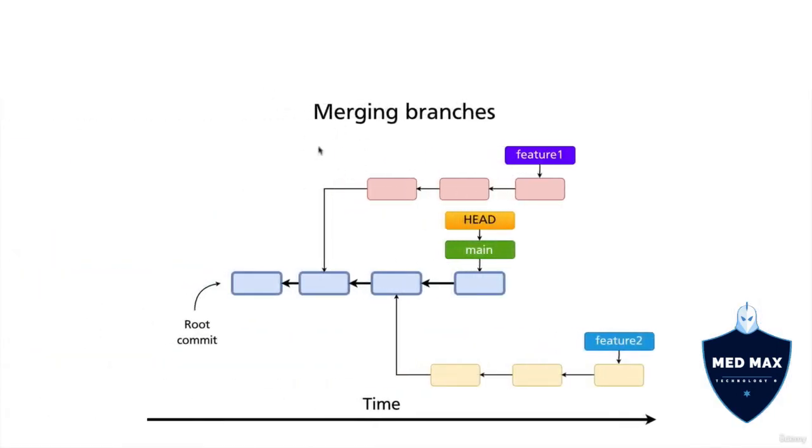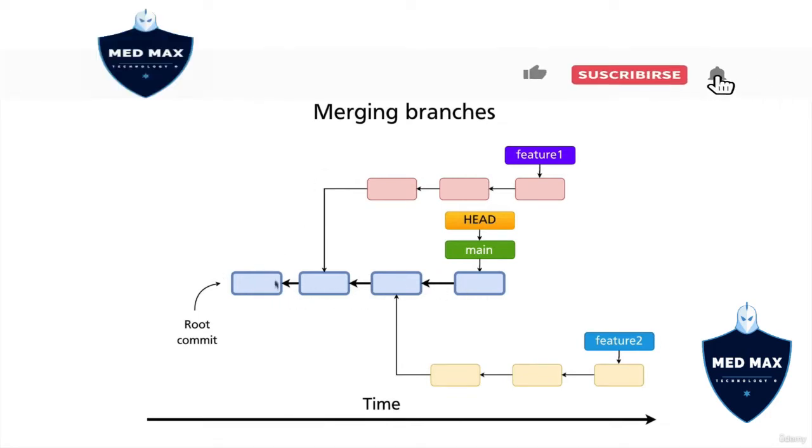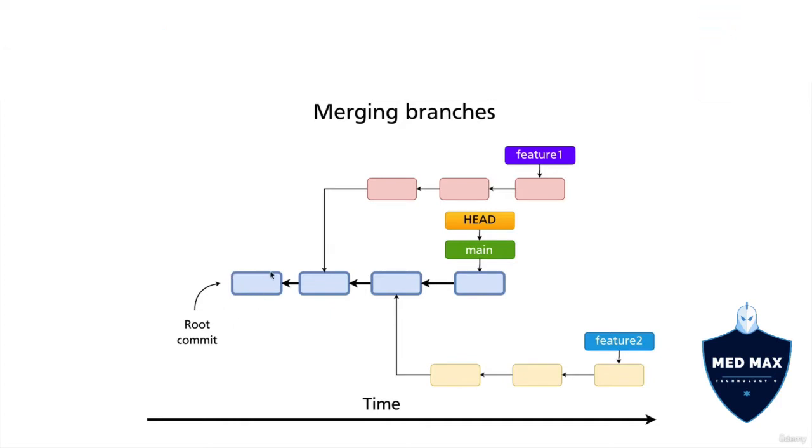Let's have a look at this picture. And here you see main branch with several commits, and here is the very first commit in the project, and it is called root commit. And also there are two feature branches, feature 1 branch and feature 2 branch. Those branches were created from the main branch at different moments of time.